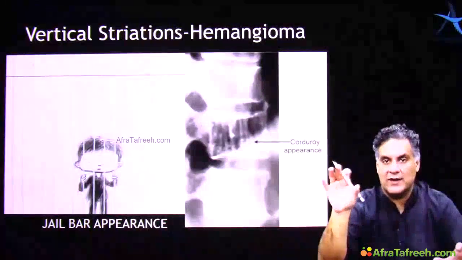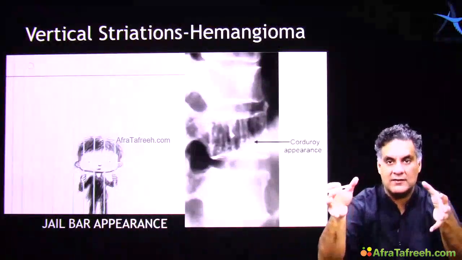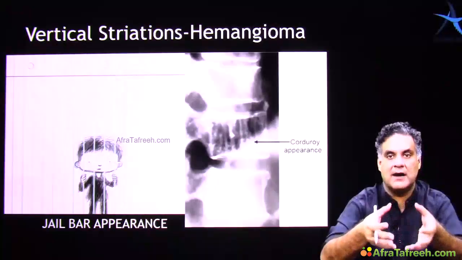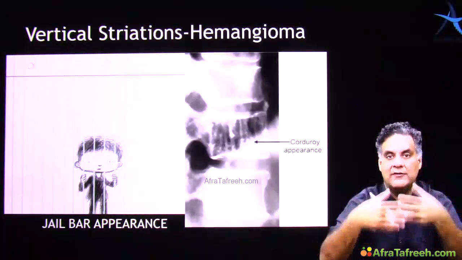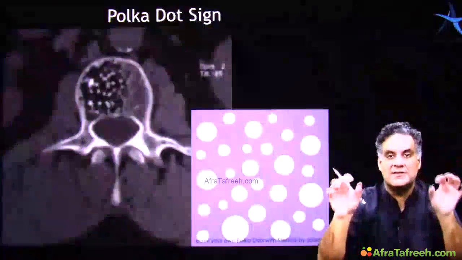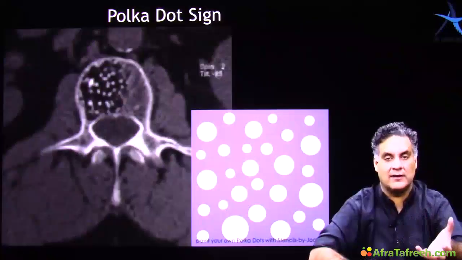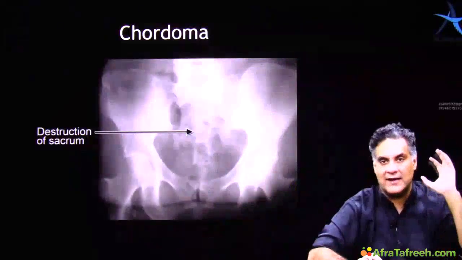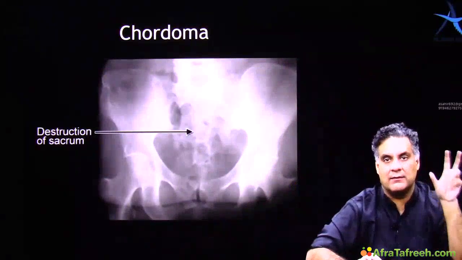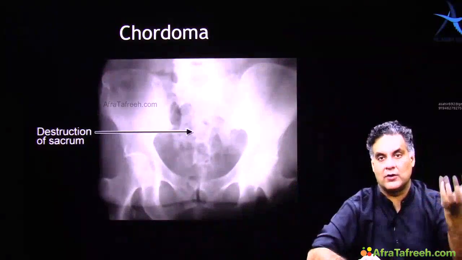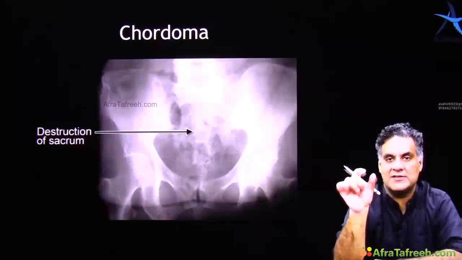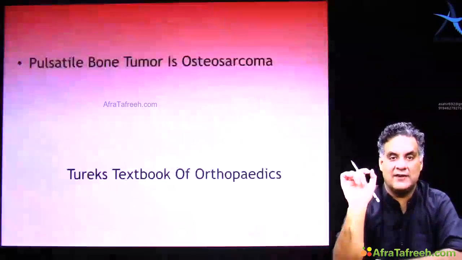If you have vertical striations in a vertebra, it's called hemangioma, corduroy appearance or jail bar pattern or jailhouse pattern. And if you do a CT scan of this lesion, you will see unequal sized dots called a polka dot pattern. It's a theoretical question. And if they talk about a lysis of the sacrum, think about chordoma, which arises from the notochordal remnants, and they have cells which have vacuoles called physaliferous cells.